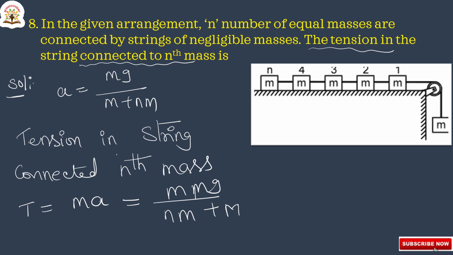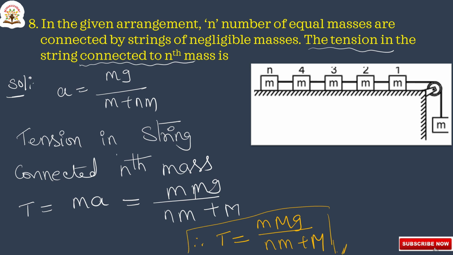Okay, this is therefore T is equals to tension in the string connected to nth mass, T is equals to mg by nm plus m. This is the final answer. Okay, next we'll go to the next question.